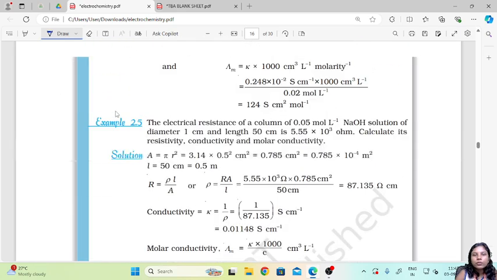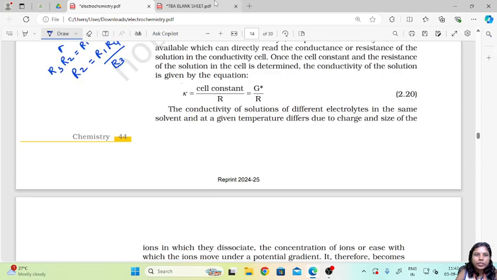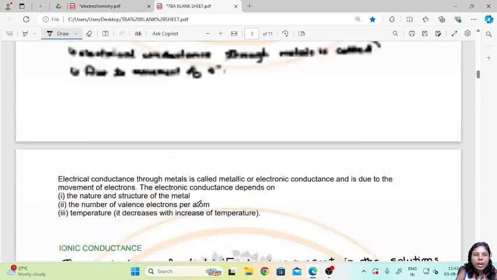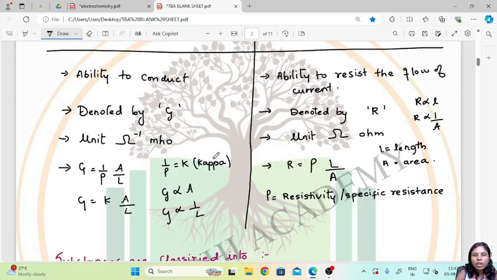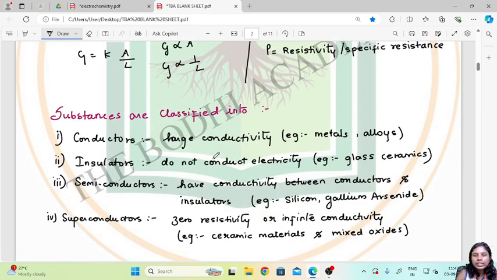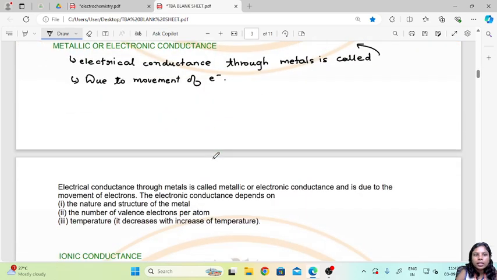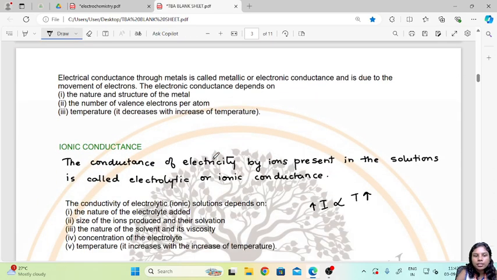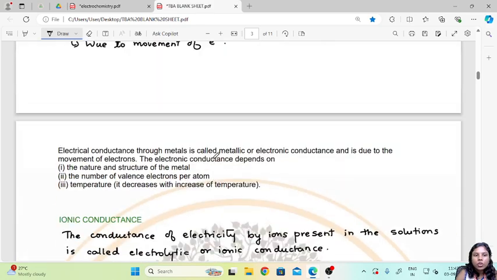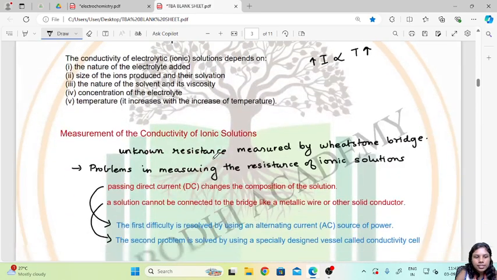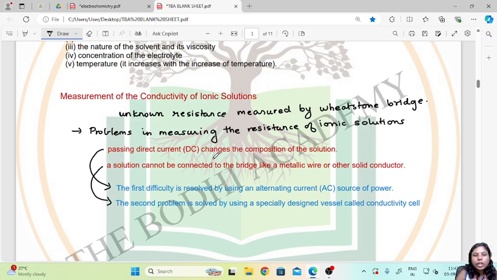Okay, so that was it for today's video. We learned about the difference between conductance and resistance and their formulas, then we classified substances into 4 different categories, then we covered metallic or electronic conductance, understood what ionic conductance is, and learned the factors on which metallic and ionic conductance depend. We learned the measurement of conductivity of ionic solutions.